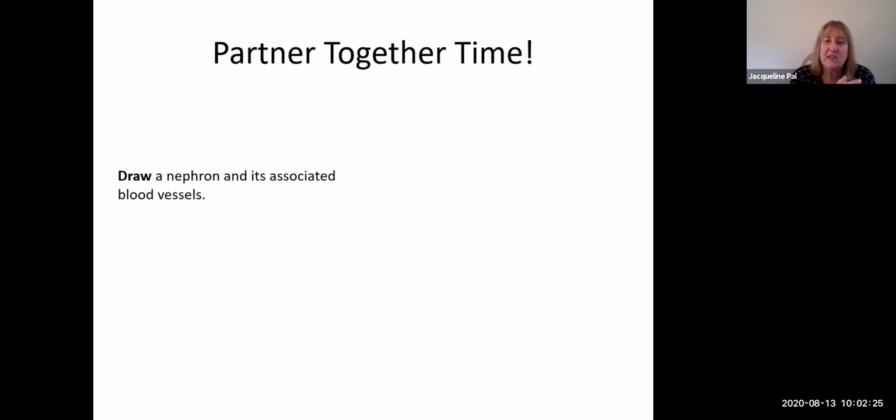So at this point in time, to see if you understand all this, draw a nephron and its associated blood vessels and see what you can label. In order to label the associated blood vessels, you're going to have to put that nephron someplace in a kidney. So you've got to figure out what type of nephron you are drawing. So you see, the question is a little bit more complicated than it appears at first glance.